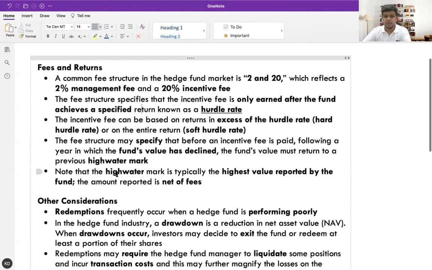Now, the incentive fee can be based on returns in excess of the hurdle rate, correct? Incentive fees in excess of the hurdle rate means, let's say the fund is 100 and the fund has reached 120 and the hurdle rate was 15%. So what will be the incentive on? Very interesting.